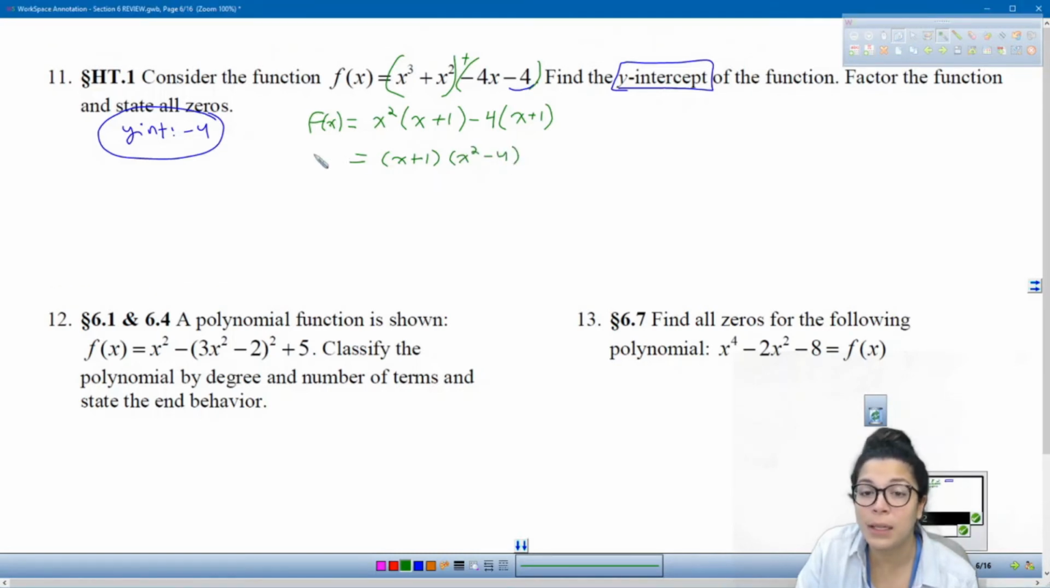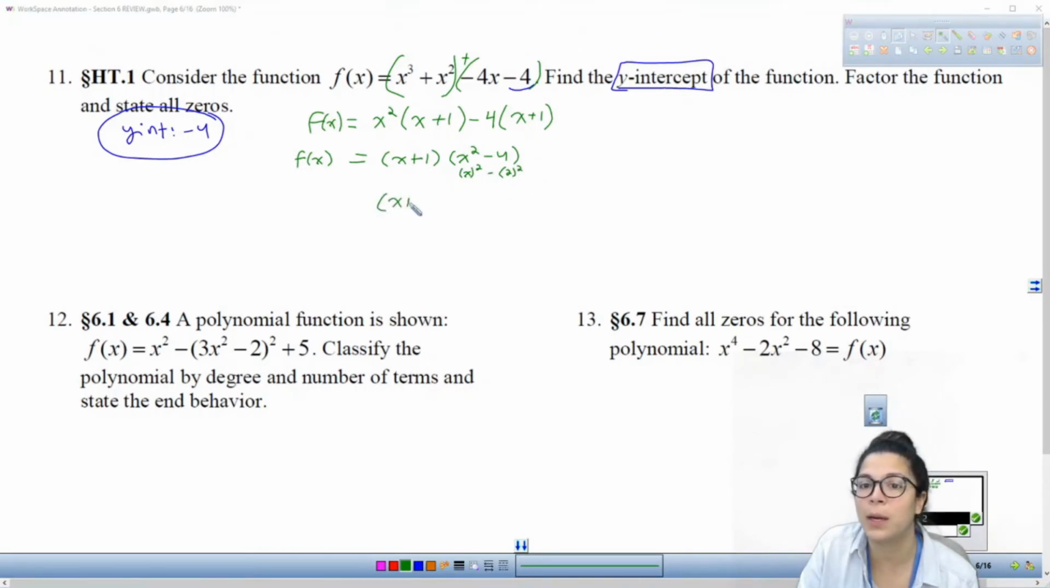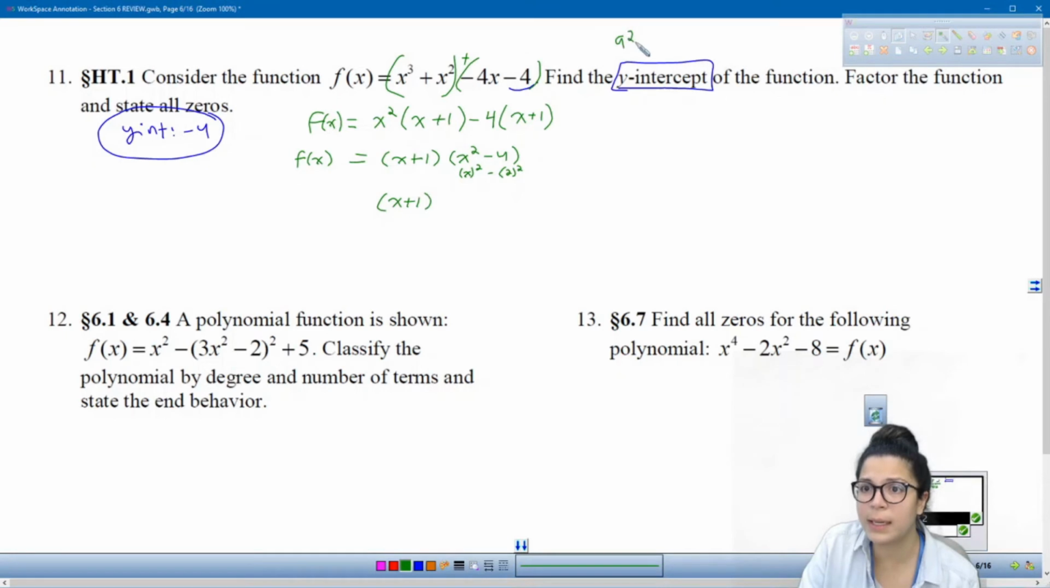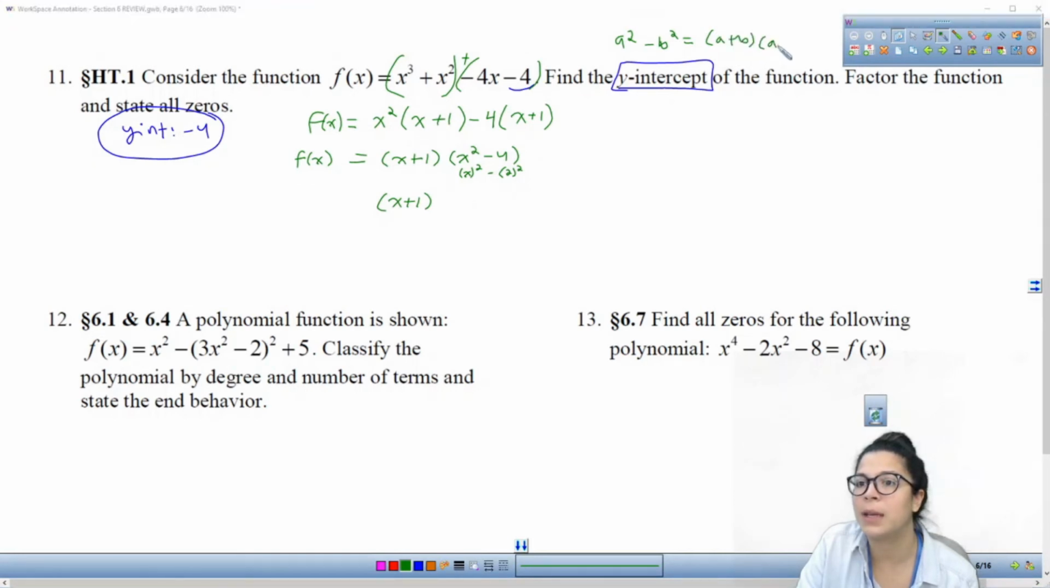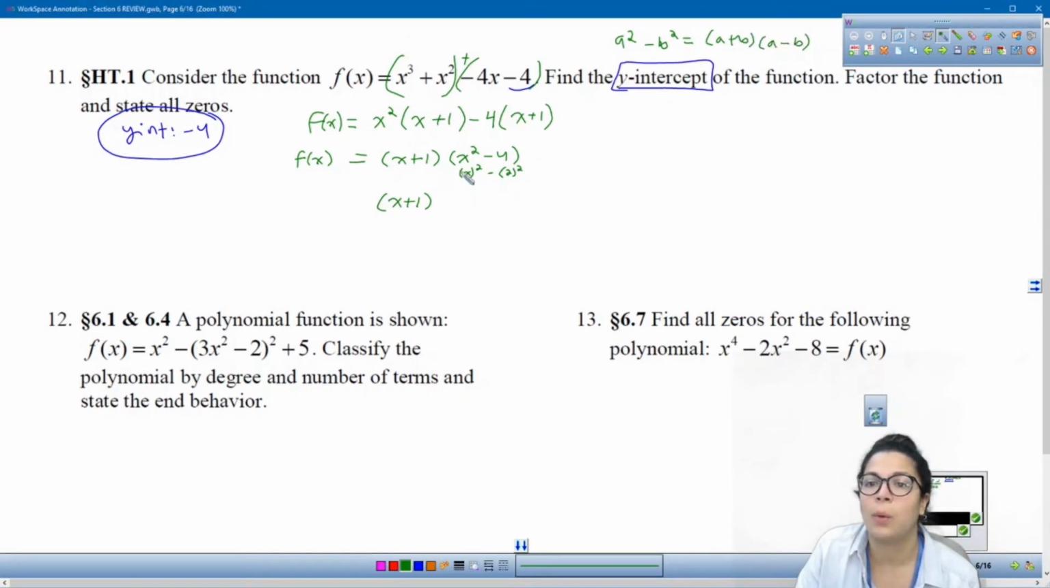Now we are not done here because x squared minus 4 is a difference of squares. x squared is x squared, 4 is 2 squared. The identity a squared minus b squared factors into a plus b times a minus b. So x squared minus 2 squared factors into x plus 2 times x minus 2. And I cannot factor any further, so this is my factored form.